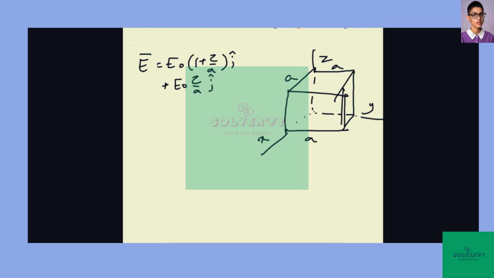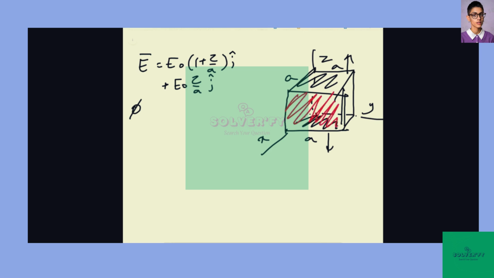Now, because the electric field only has x and y components, the flux through the top and bottom surfaces will be zero, because the area vector there will be in the z direction. So if we simply find the flux through these four surfaces, we can find the enclosed charge. So let's find the flux through the front surface.